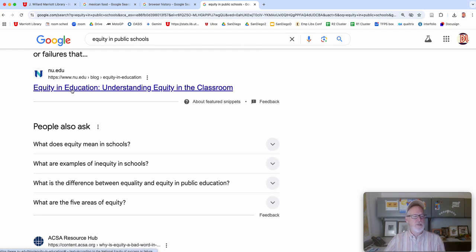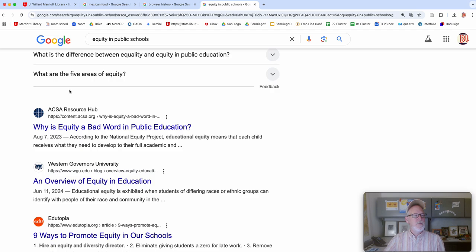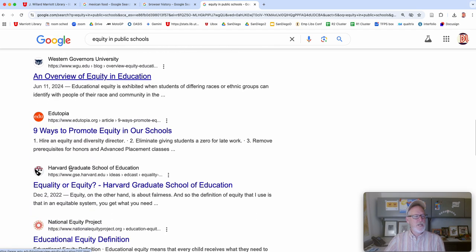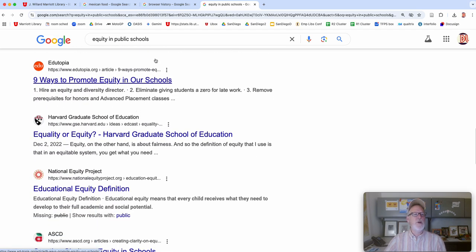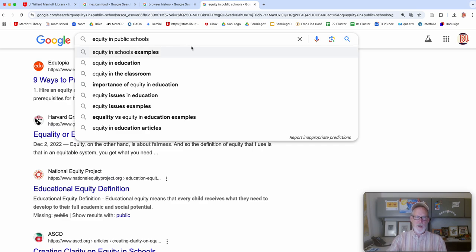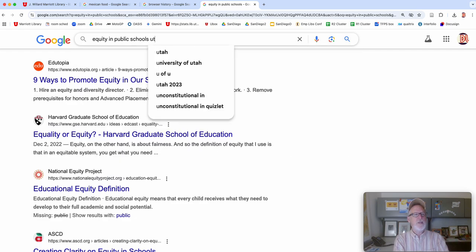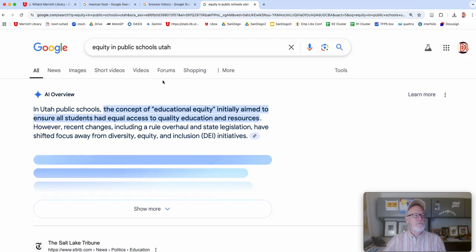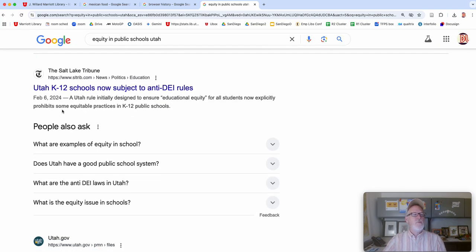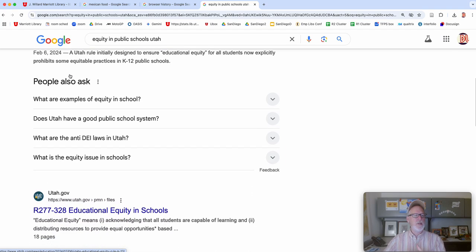Here's another one. Western Governors University, Edutopia, Harvard Graduate School, all of them will have what we call constructions of authority, where they'll try to present themselves as that scholarly article that's impartial, but they're all coming from different perspectives. If I add Utah, then we get the Salt Lake Tribune, which is a known entity where you could hit Wikipedia for this, and ask what values do they represent? Do they lean left or right politically?